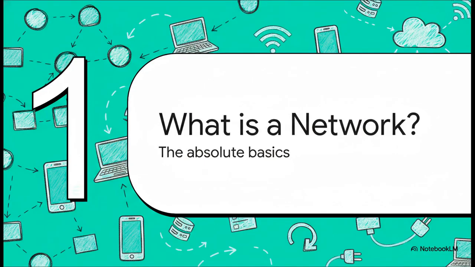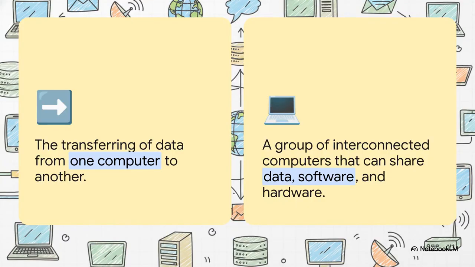All right, let's start at square one. Before we can talk about connecting the globe, we have to agree on what we're even talking about. So what is a network at its most fundamental level? Okay, this is a really important distinction to get straight. Data communication is the action. It's the process, the verb. It's the act of sending information from point A to point B. But a computer network is the structure that lets that happen. It's the group of connected computers in the first place. You see, you really can't have one without the other.